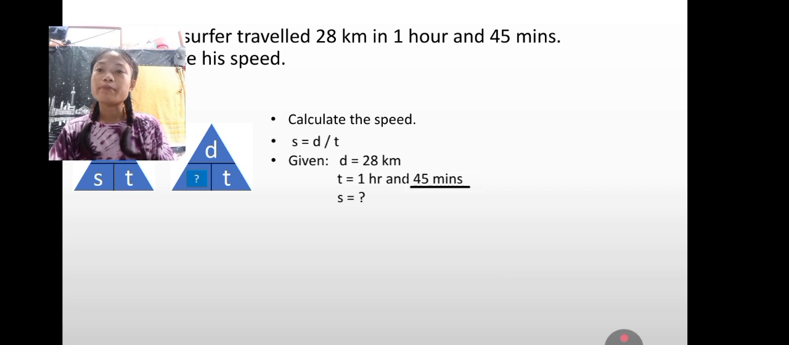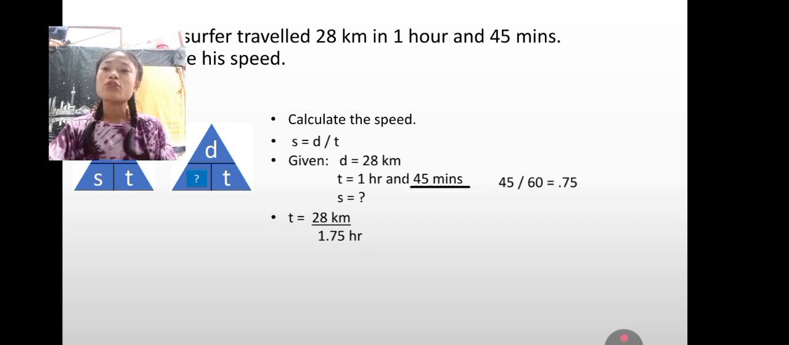1 hour and 45 minutes. So unsaon siya i-convert nato sa hours. As I've said, 1 minute is equivalent to 1 over 60th sa hour. So 45 divided by 60 is equals to 0.75. Substitute, S is equals to 28 kilometers over 1.75 hours.